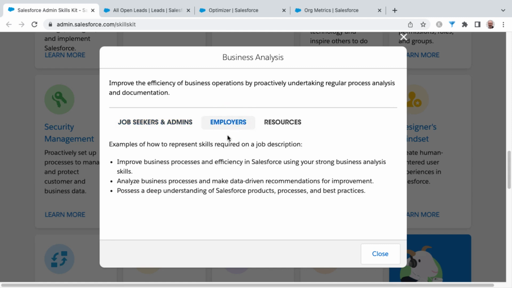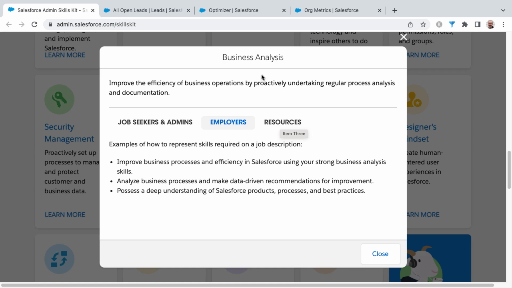Now on the employer side, these are examples for job descriptions looking for individuals with business analysis skills, such as improved business processes and efficiencies in Salesforce using your strong business analysis skills. And then next up, analyze business processes and make data-driven recommendations for improvement. And then finally, possess a deep understanding of Salesforce products, processes, and best practices.